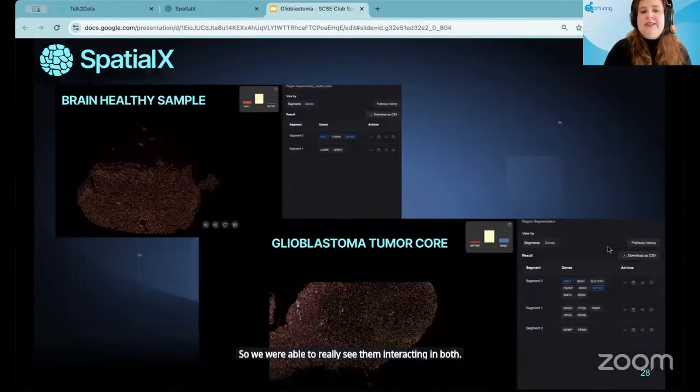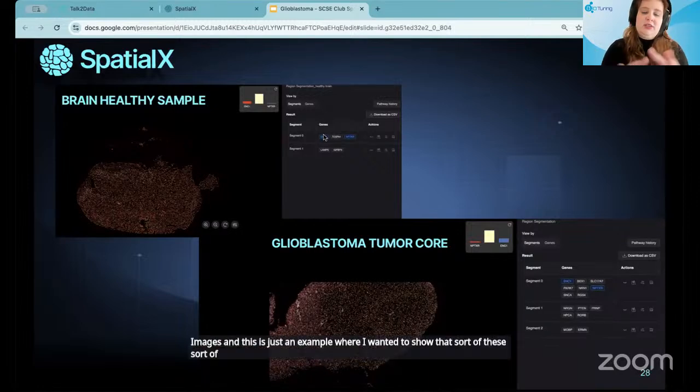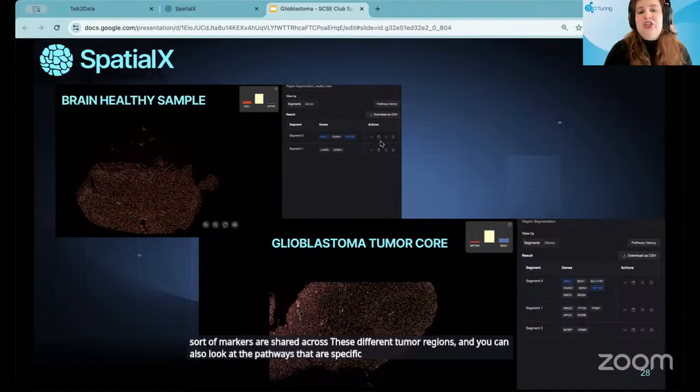And this is just an example where I wanted to show that these markers are shared across these different tumor regions. You can also look at the pathways that are specific to that gene set within these different regions of the tumor.